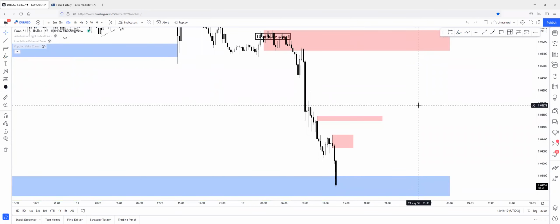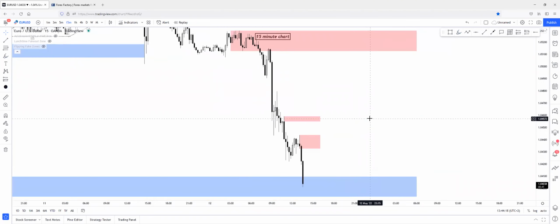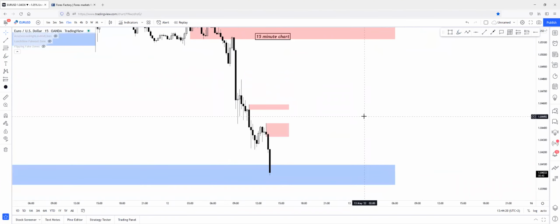Marcel, if you're looking for the short from that 15-minute supply zone, are you looking at a change of character in 1 minute? Of course I do. That's how we trade. We always wait for confirmation on the 1-minute chart. If there's a 15-minute zone, you always wait for confirmation on the 1-minute chart. Okay, cool. Thanks.